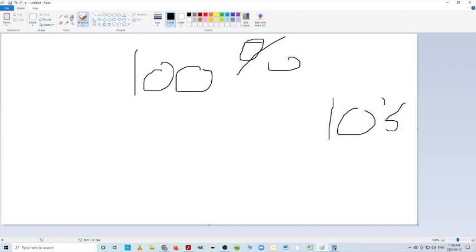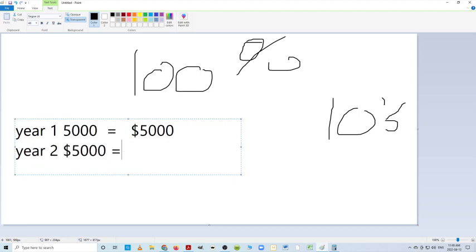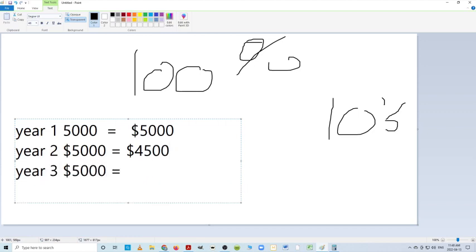In other words, let's say I buy a $5,000 car, and when I first buy it, it's worth $5,000. A year later, it goes down by 10%. So year 1, my car is worth $5,000. Year 2, my $5,000 car goes down by 10%. It's worth that. Year 3, my $4,500 car goes down by 10%. It's worth this. And so on.